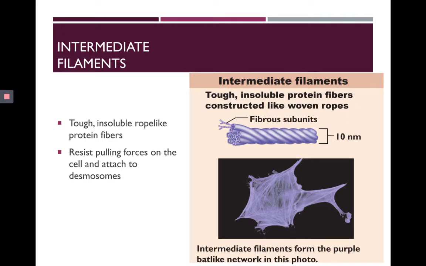Next, there are the intermediate filaments, which are intermediate in size between the microtubules and microfilaments. And the intermediate filaments are definitely tough and rope-like. They're not made of actin, they're made of fiber subunits. So hence them being called intermediate filaments. They really are just that. They are going to function in desmosomes because they resist pulling forces on the cell. They're attached to those desmosomes, so they function mainly in that particular cell junction.